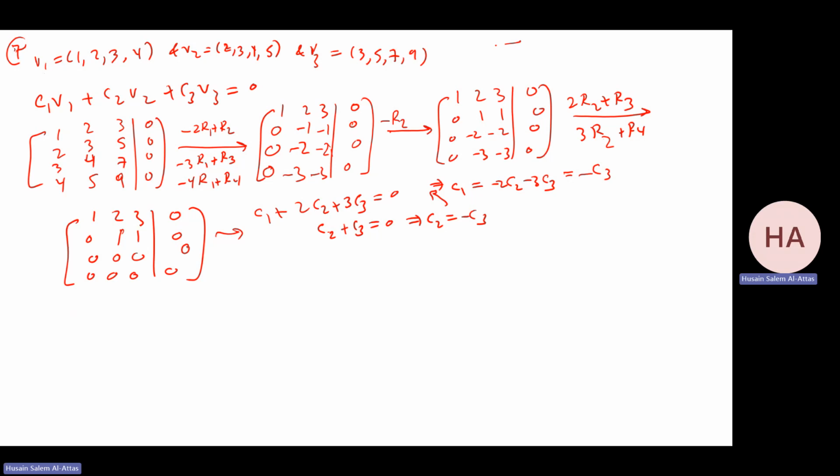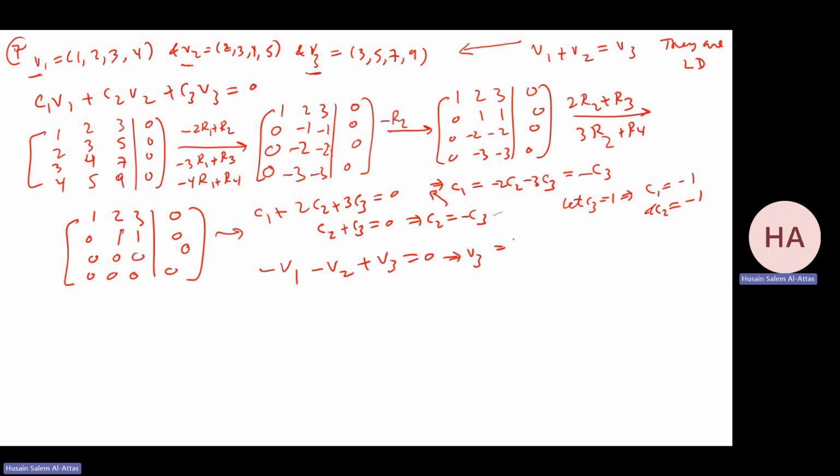You know what? If you look at this, very clear, this plus this gives me this. So I have V1 plus V2 is equal to V3. So they are linearly dependent, which we are getting from here. So if C3 equals 1, then C1 would be minus 1 and C2 would be minus 1. So I have minus V1 minus V2 plus V3 equals 0, which means V3 equals V1 plus V2.